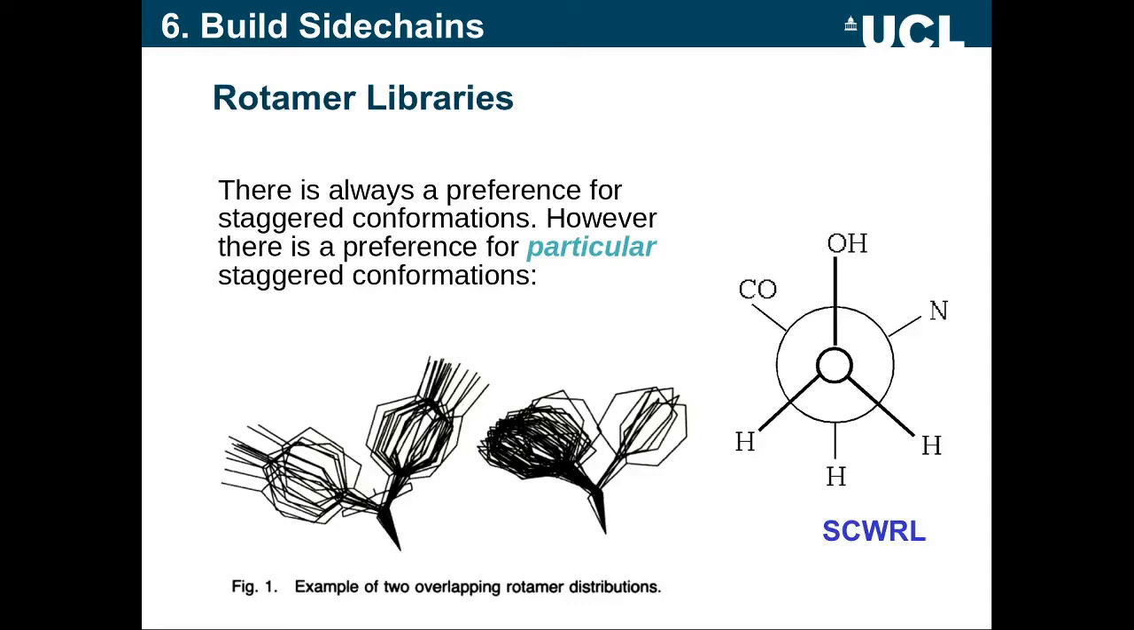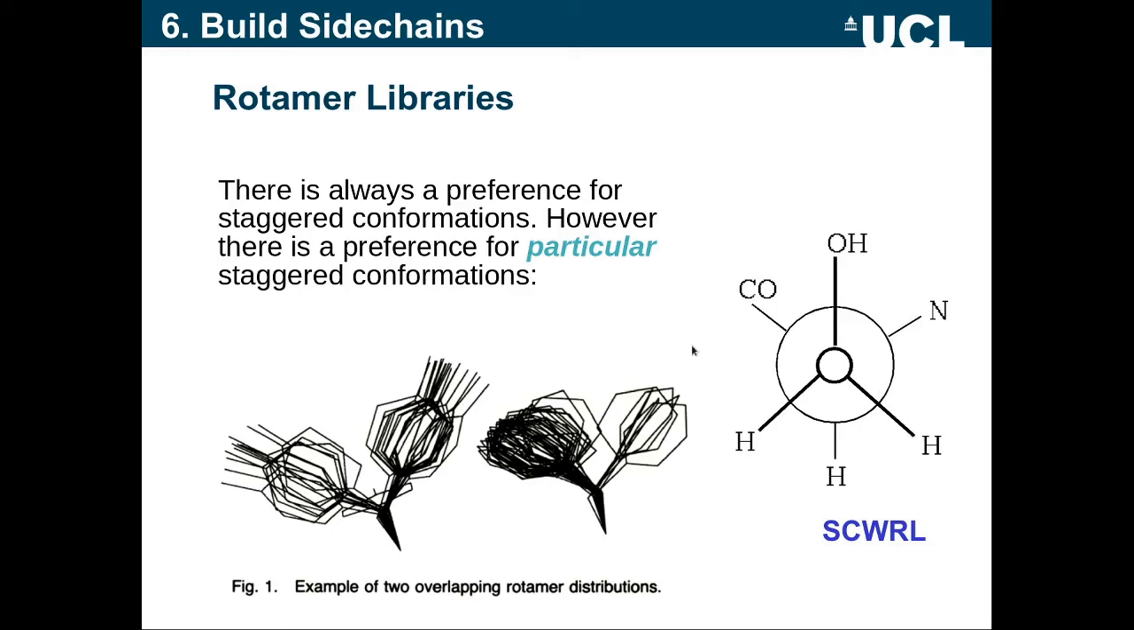So when you look at the side chains of amino acids, there's always a preference for staggered conformations. So we can see this over on the right. This is a Fisher projection where this small circle represents an atom closer to you and the big circle is an atom farther away, and you're looking down the bond between the two of them. Now the atom at the back has the other atoms that are connected to it in staggered positions compared with the atom at the front.